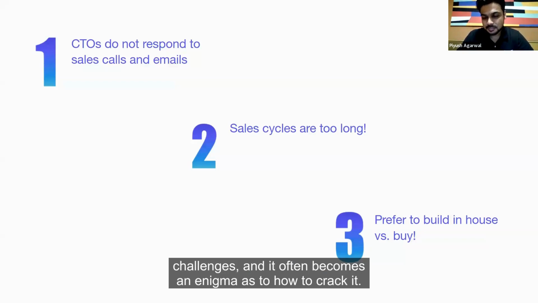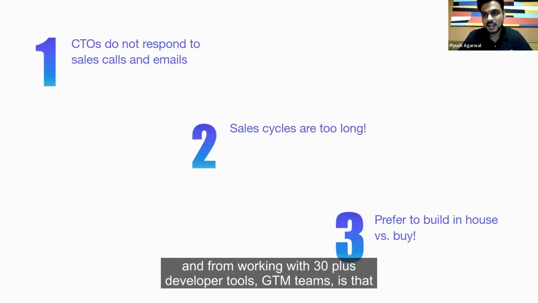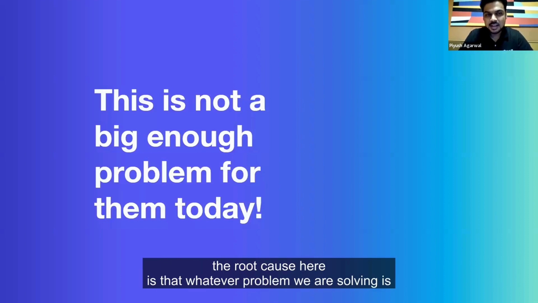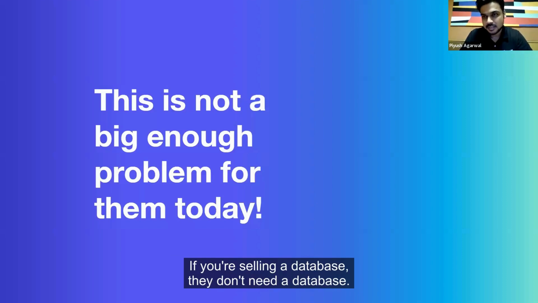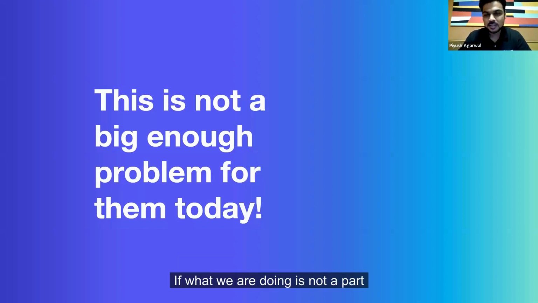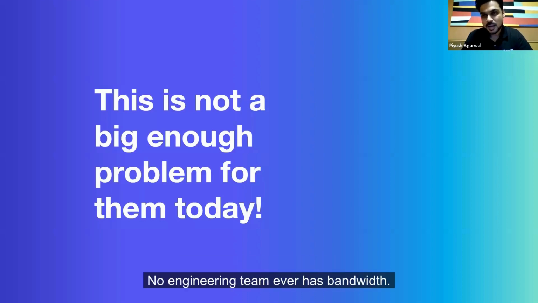I think what we've learned from the journeys of other companies and from working with 30-plus developer tool GTM teams is that the root cause here is that whatever problem we are solving is not a big enough problem for this engineering team today. If we are selling a security solution, security is not top of mind for whatever reason. If we are selling a database, they don't need a database. And every engineering team is always pressed for bandwidth, right? If what we are doing is not a part of their sprint plan, it's not going to get picked up. No engineering team ever has bandwidth, right? So at the end of the day, this is the root cause.